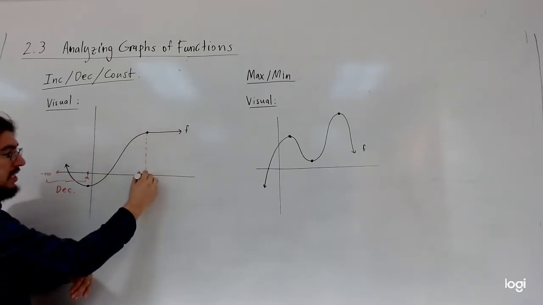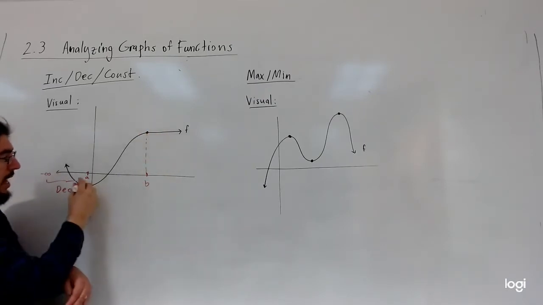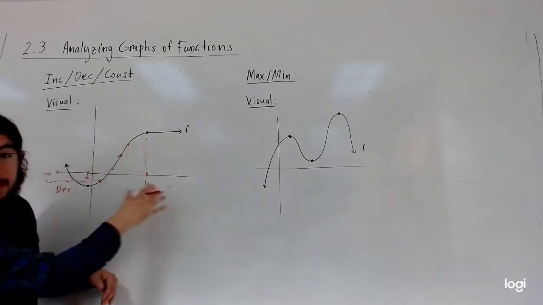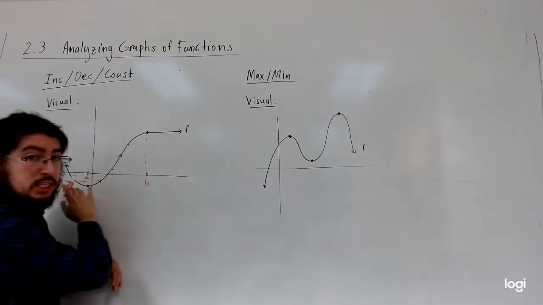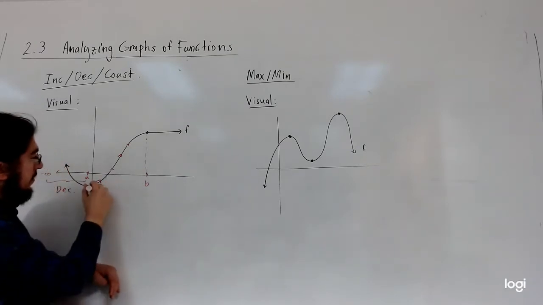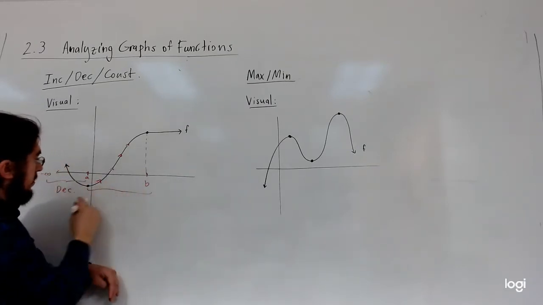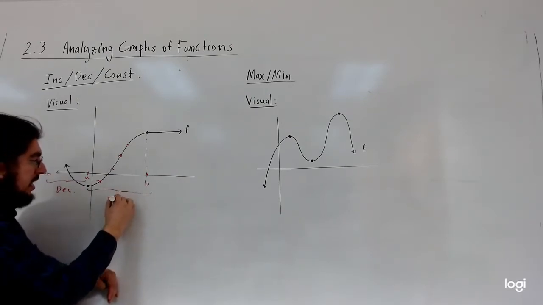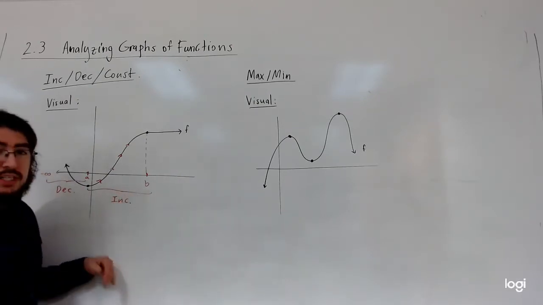Let's call this x value b, and if we go from a to b, notice the function isn't going down, but it's going up as we go from left to right. So since it goes up as you go from left to right, from a to b, in contrast to from negative infinity to a, this is actually increasing. So the function here is increasing.